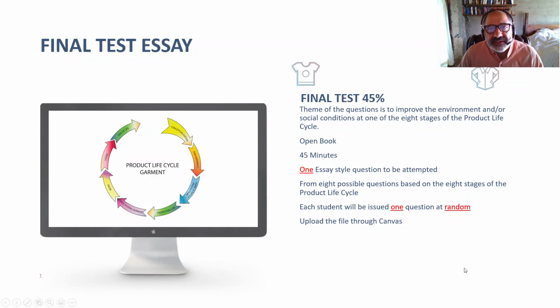Welcome to this series of videos which is going to help you prepare for your final test essay. So to start with, you should know by now, but it's worth 45%, so it's a significant amount of grades. The question or the theme of the assessment is, how do you improve one of the 8 stages of the product life cycle in terms of the environmental and or social conditions? So basically, we will give you an example and we'll ask you, make it better.